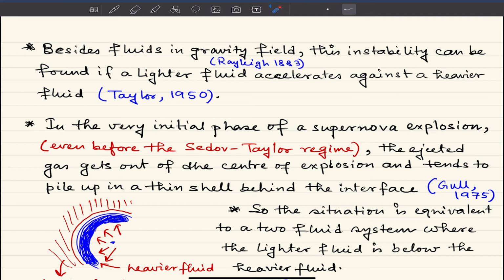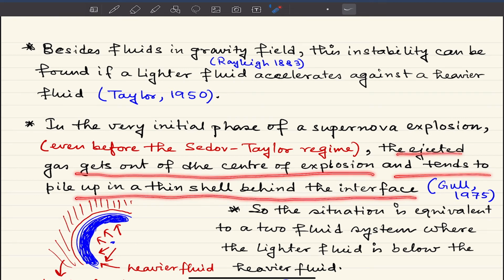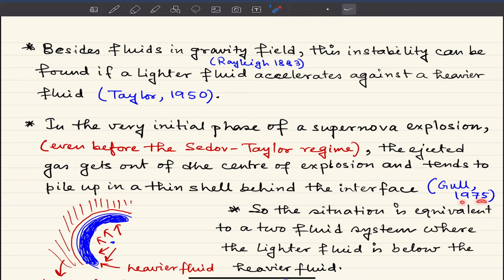Okay, now this type of Rayleigh-Taylor instability is of much importance for astrophysicists, because in many instances one can see RT instability. For example, I here just want to mention one very useful one which we have already discussed, that is the very initial phase of supernova explosion. When the explosion just takes place and does not yet enter into the self-similar phase, that is the phase of Sedov-Taylor. Before that, the ejected gas gets out of the center of the explosion and tends to pile up in a thin shell behind the interface. That was observed by Gull in the year 1975.